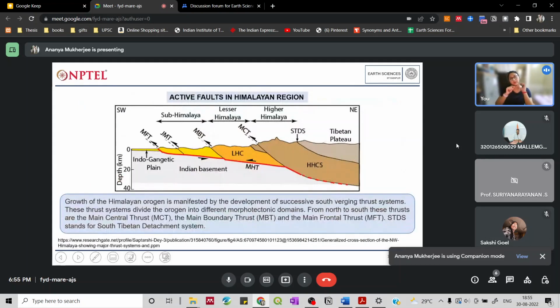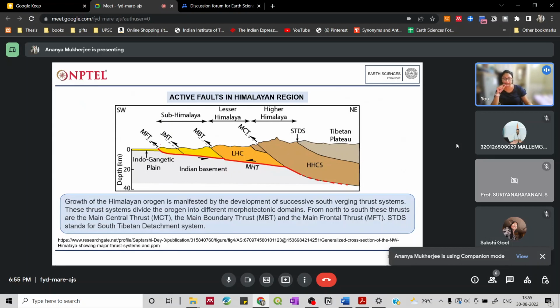Now when we come to the Indian context, what are active faults? Faults along which the movements, the deformation, is still happening even right now. The Himalayan region is one of the very important examples of such active faults.